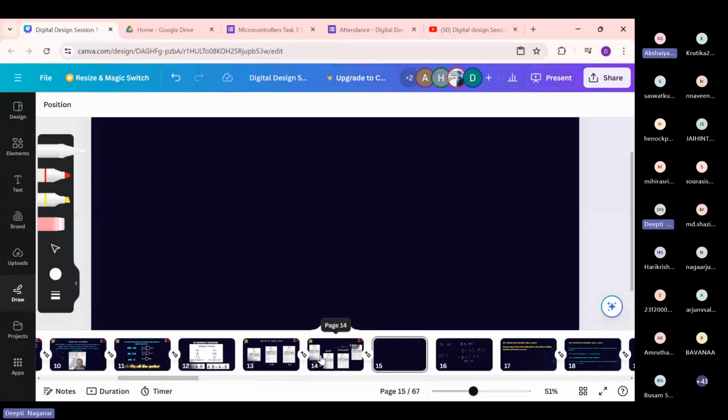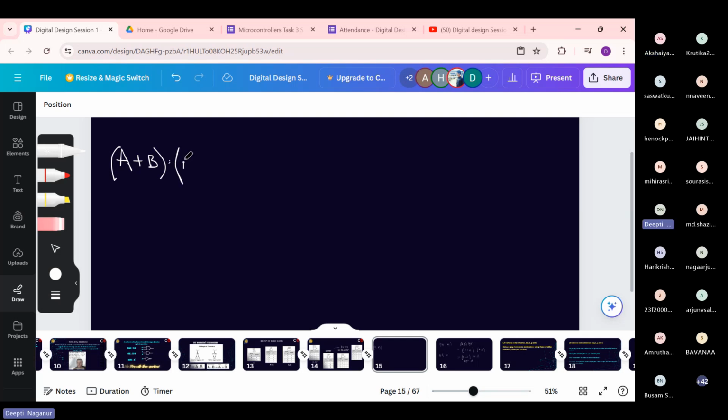Can you show us how and where the applications are? The applications of K-maps you'll be seeing in the next session. Deepti, you can continue. Sorry for the interruption. It's okay.